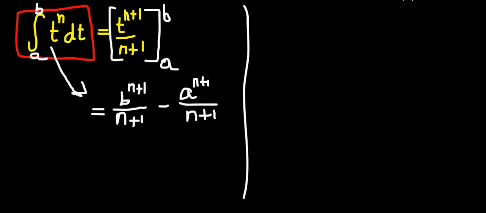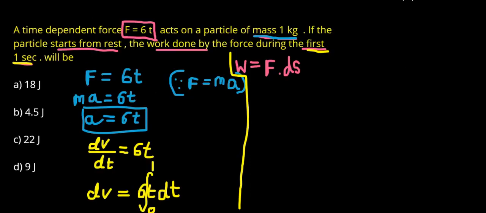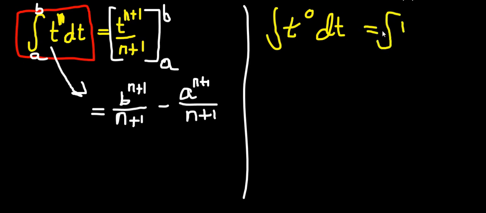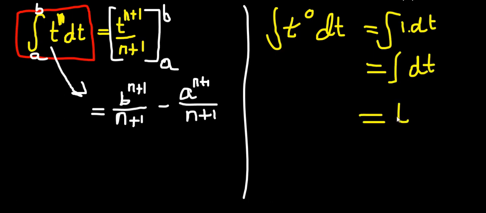Right here, according to the question, t power n is going to be t power 1. If it were t power 0 into dt, anything power 0 is 1, so the integration remains as it is, and anything multiplied by 1 remains the same. So the integration of dt is nothing but t alone, only t.